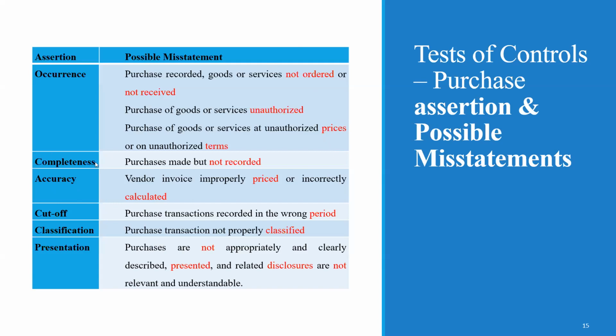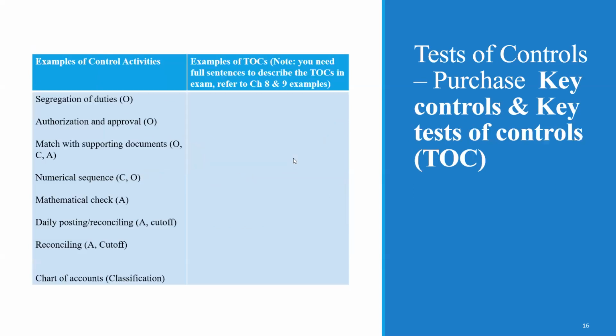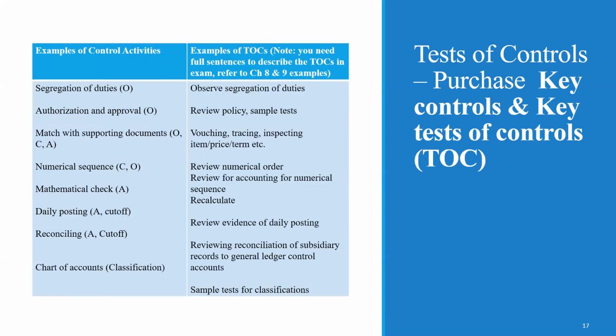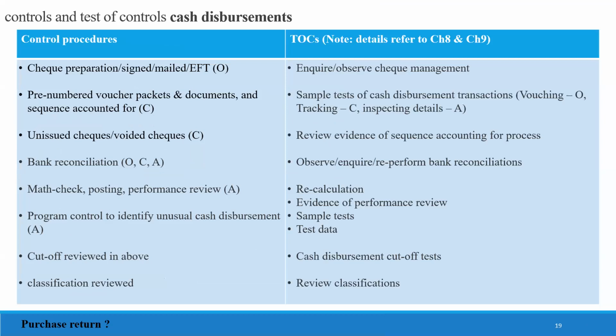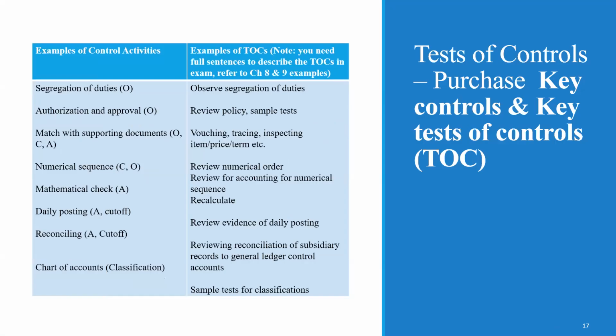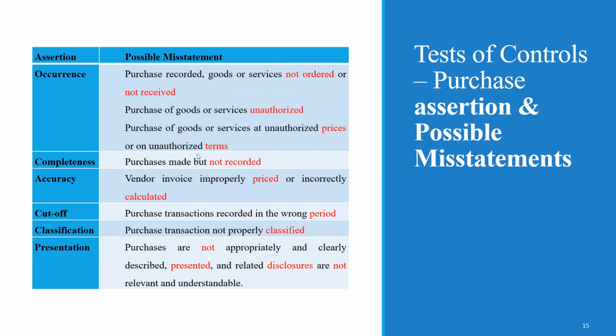So if we are looking at this completeness assertion, what are the important test controls? If we are testing the completeness assertion for purchase, what are the very important control points, and then how would you design the test of controls here?